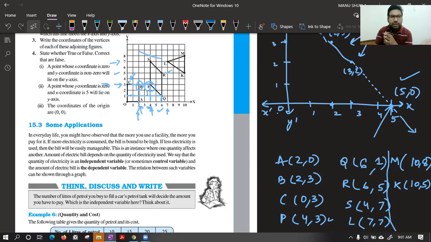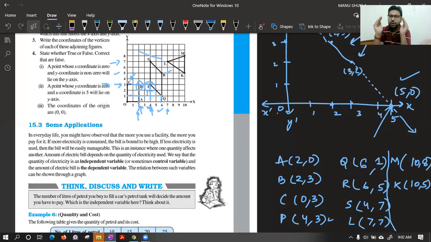Class, again read the point. A point whose x coordinate is 0, that means in the pairs that we write, the first portion is 0, 0 comma something. That something can be anything. Let me call it 0 comma a.